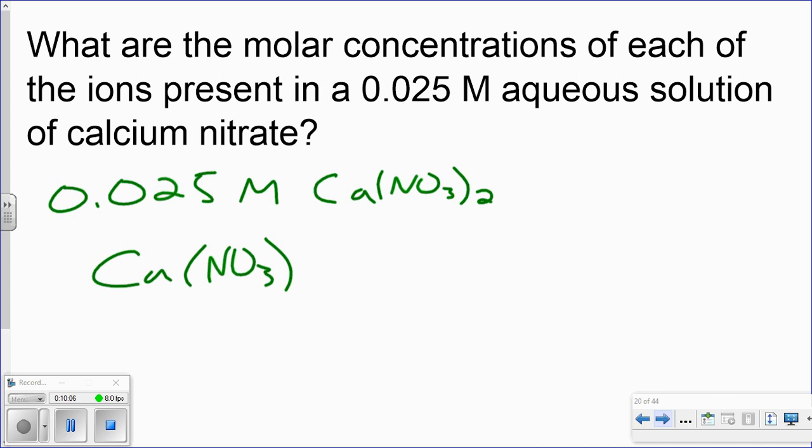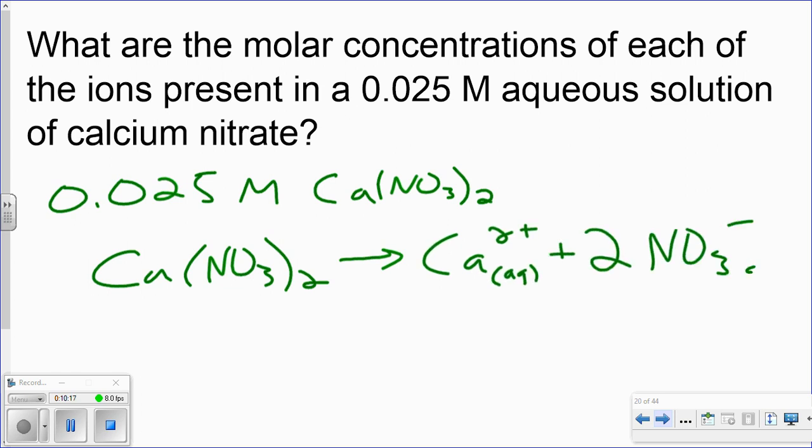CaNO3 is interesting because when it dissociates, it's a strong electrolyte. You're going to get Ca2+ (aq) plus 2 NO3- (aq) ions. So one of these becomes one of these, correct? So that's a quick 1-to-1 mole-to-mole ratio. But one of these becomes 2 of those. So we have to do some doubling here, okay? And we're going to show that with a mole ratio.